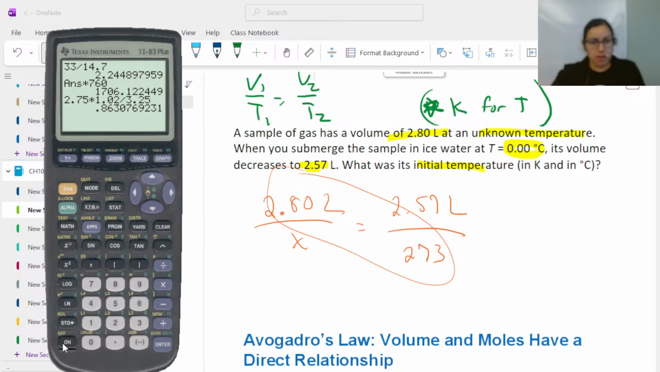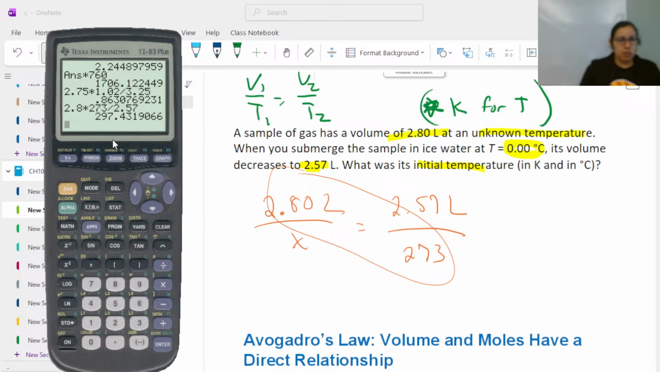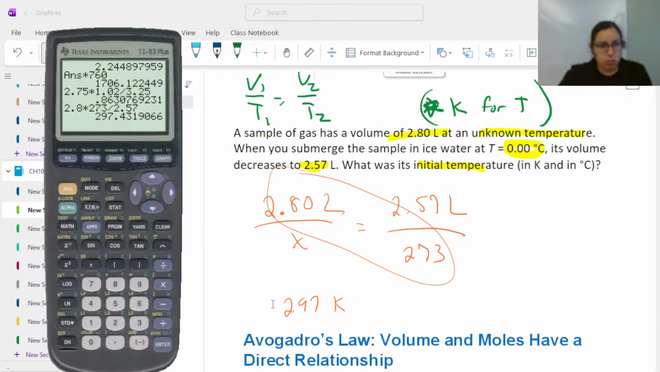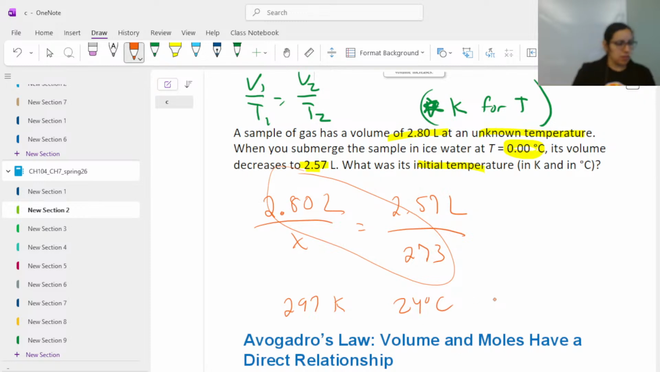So I'm just sketching it out. And so now we can cross multiply and solve. So 2.8 times, and notice I already changed that to 273 for Kelvin, and then divided by 2.57, which should give us, did we get 297 Kelvin roughly for initial temperature? So 297 Kelvin, and then subtract 273, and so about 24 degrees Celsius there.